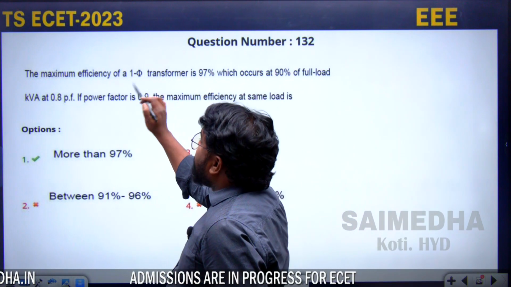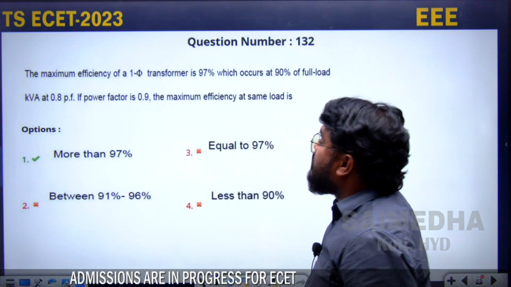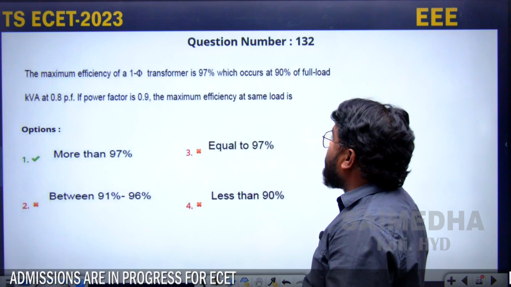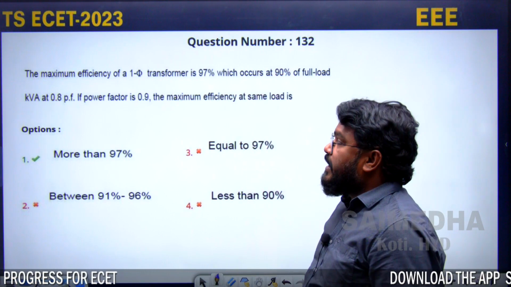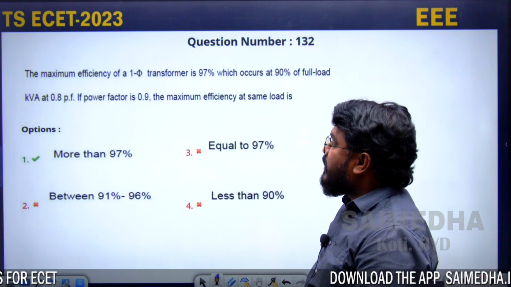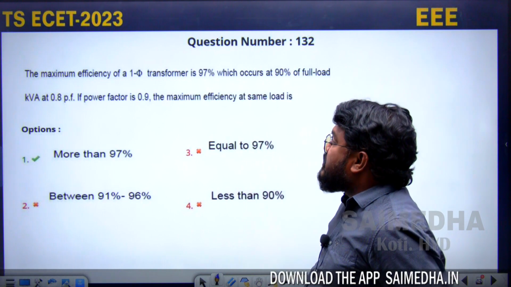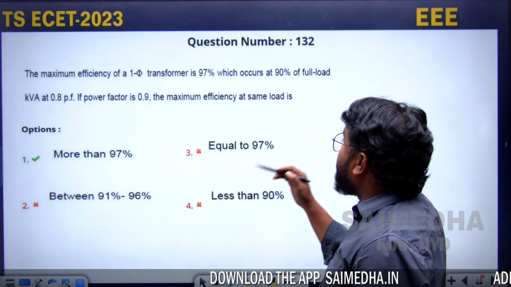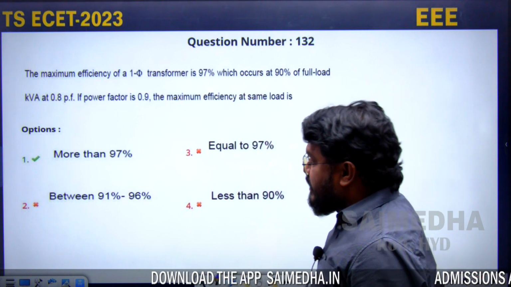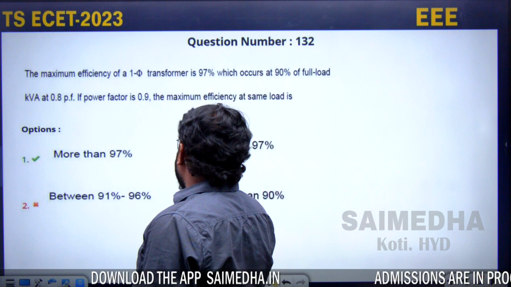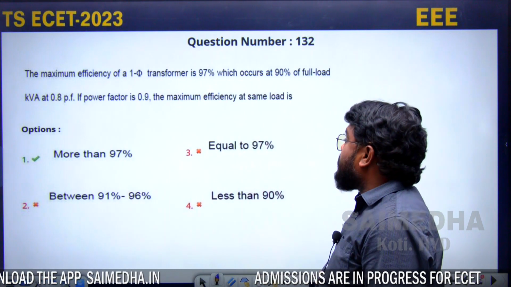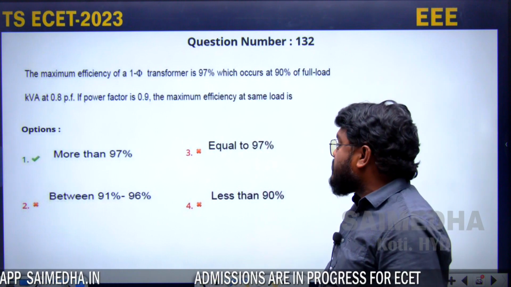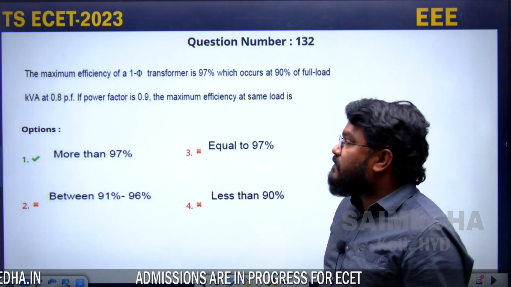And next one, let us solve question number 132. The maximum efficiency of a single phase transformer is 97%, which occurs at 90% of the full load kVA at 0.8 power factor. So if the power factor is 0.9, then the maximum efficiency at the same load is: more than 97%, between 91% to 96%, equal to 97%, or less than 97%.